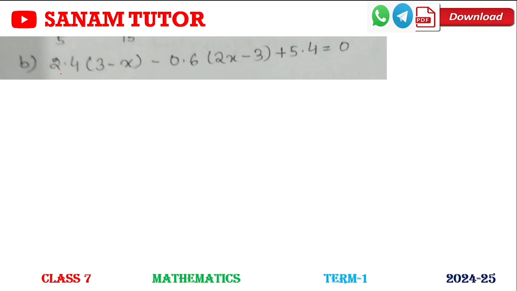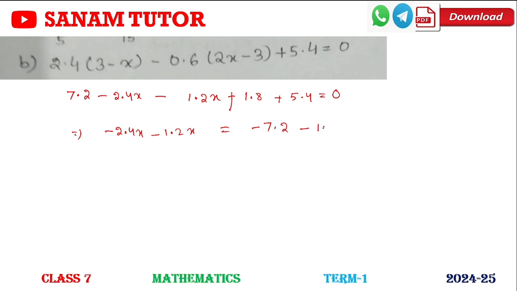So next question, 2.4. Okay, so we multiply. So 2.4 into 3, that is 7.2, minus 2.4x, minus 0.6 into 2 is 1.2x, minus minus plus 0.6 into 3 is 1.8, plus 5.4 equal to 0. Now arrange, that is minus 2.4x minus 1.2x equal to minus 7.2 minus 1.8 minus 5.4.